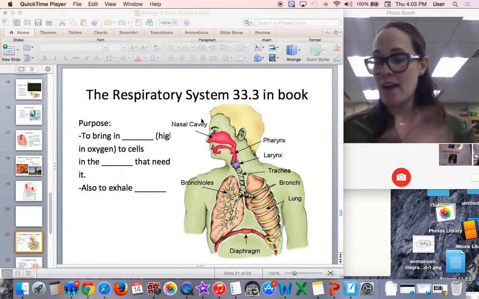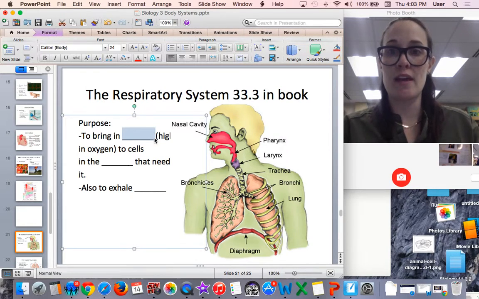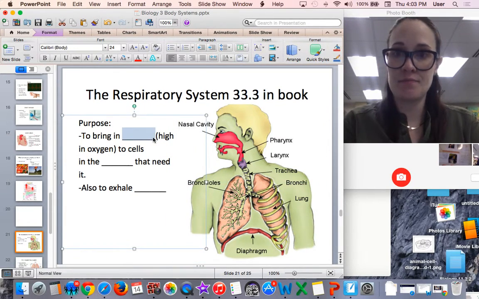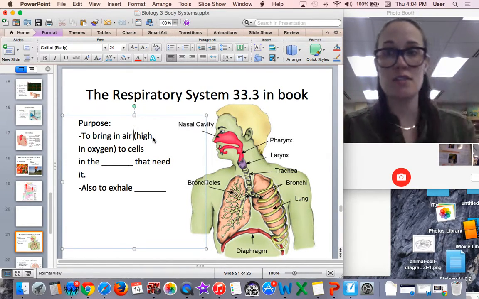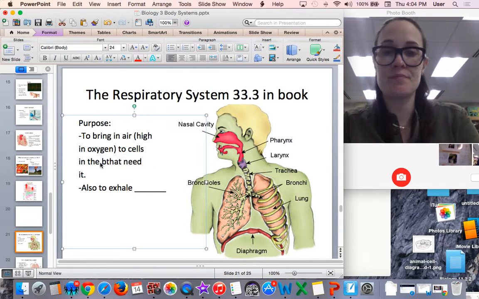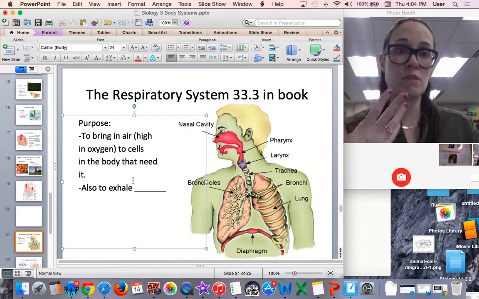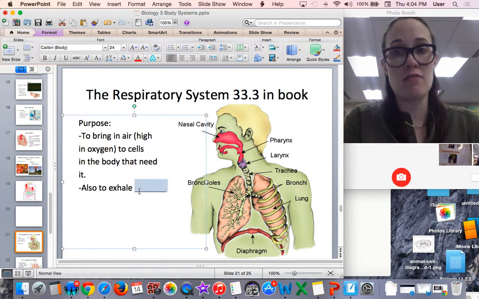Okay, so this is for biology. It's about the respiratory system. So the purpose of your respiratory system is to bring in air that is high in oxygen to the cells in the body that need that oxygen. Also, the purpose is to get rid of a waste. In this case, the waste is a form of carbon dioxide.